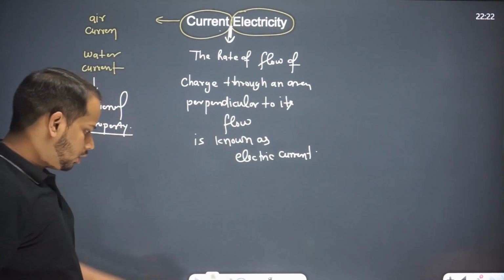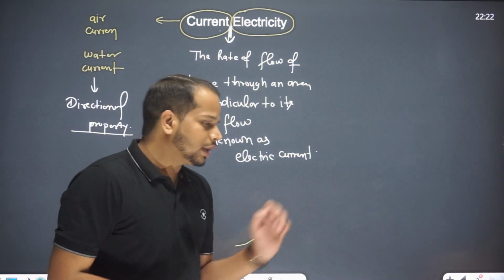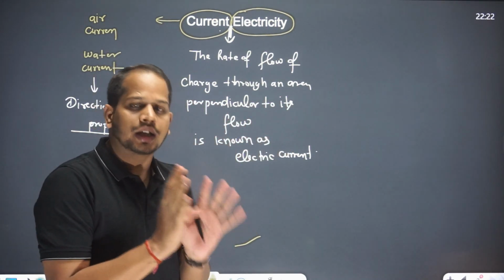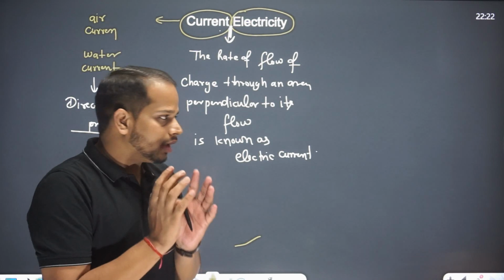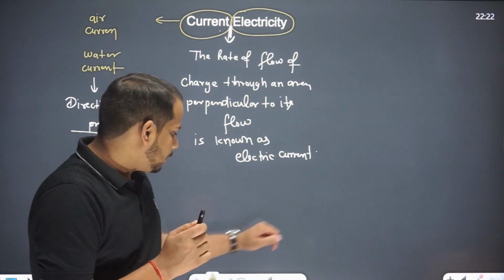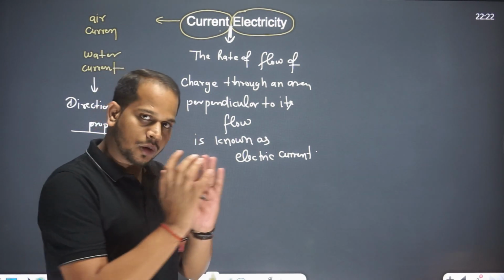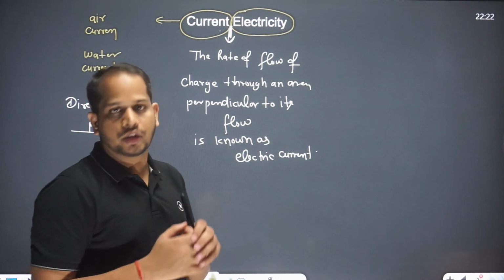What is the meaning of this? If in general I am saying there are a lot of charges moving over there, there is not a single type of current. But when we take any cross-sectional area in the flow of charge, then we can define the current over there, right?